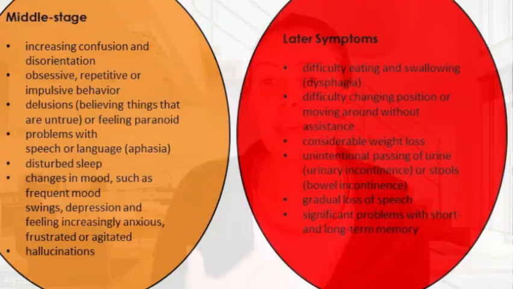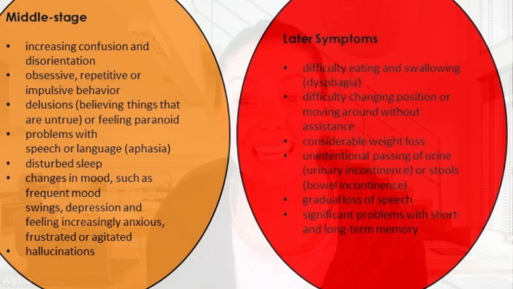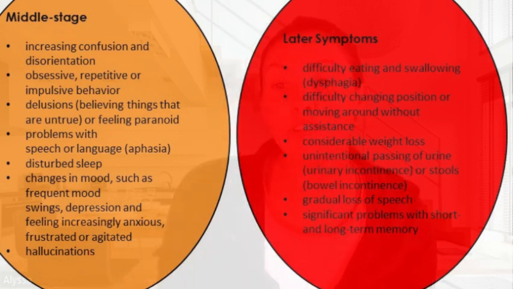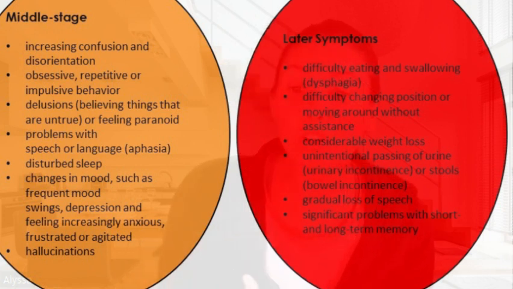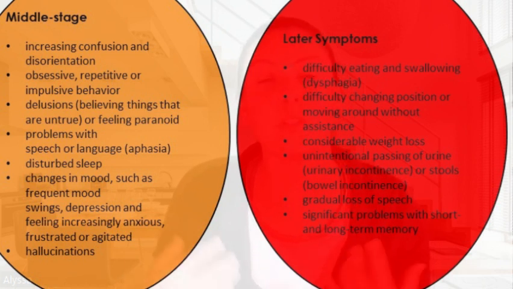Now, in the later phases, what will we see? They may experience difficulty eating or swallowing, and difficulty changing positions or moving around without assistance. They will experience considerable weight loss and unintentional passing of urine or stool. They gradually will lose speech, and they will have significant problems with short and long-term memory.